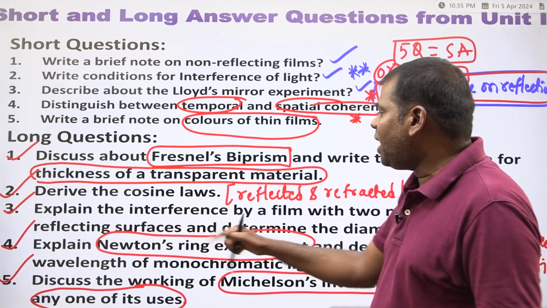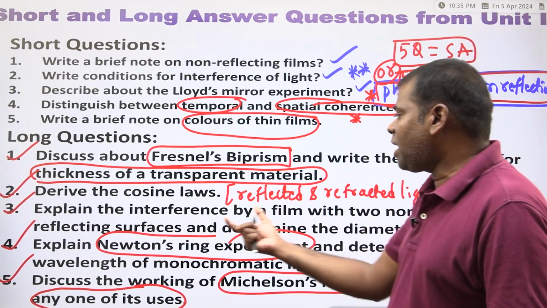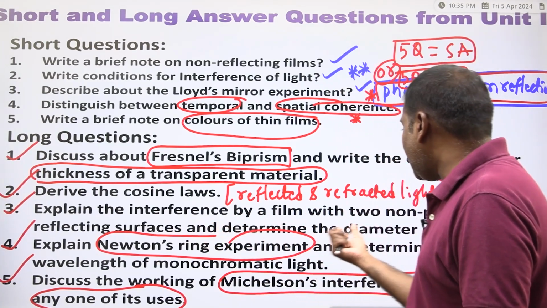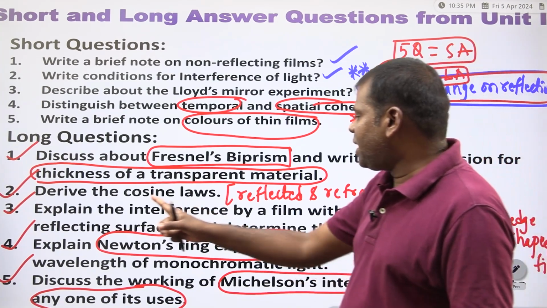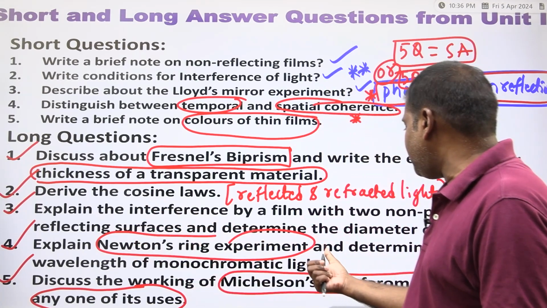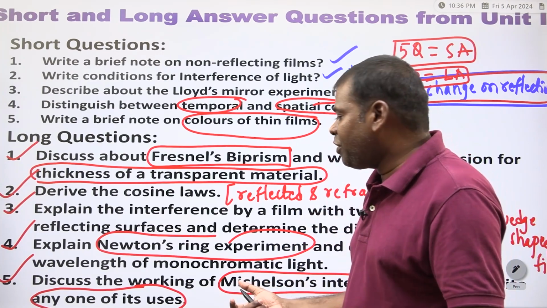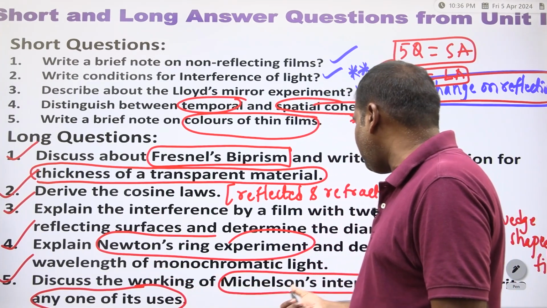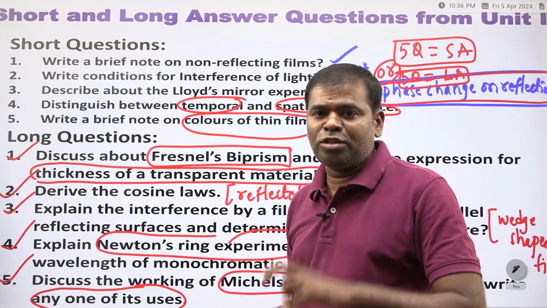The third one is explain the interference by a film with 2 non-parallel reflecting surfaces and determine the diameter of the wire, that is nothing but wedge-shaped film. The fourth one is explain the Newton ring experiment and determine the wavelength of a monochromatic light. The fifth one is discuss the working of Michelson interferometer and write any one of its uses.